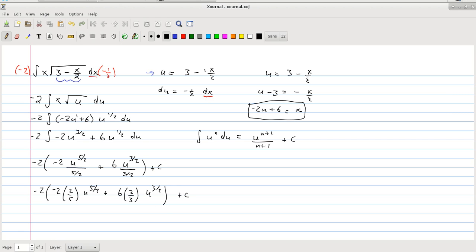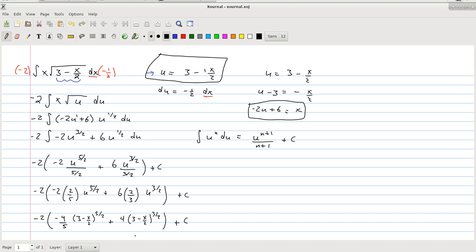And now we can replace all the u's that we see with what we chose for u in the first place. So this gives us negative 2 times negative 4/5. Instead of u, we have 3 minus x over 2 to the 5/2. Plus, we multiply these together and we're going to reduce to get 4 times u, which is 3 minus x over 2 to the 3/2 plus c.